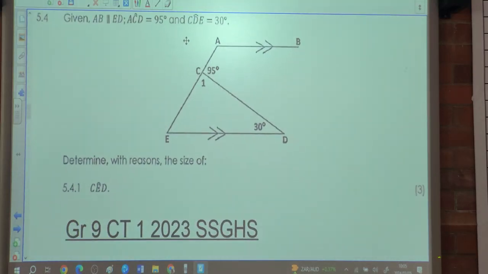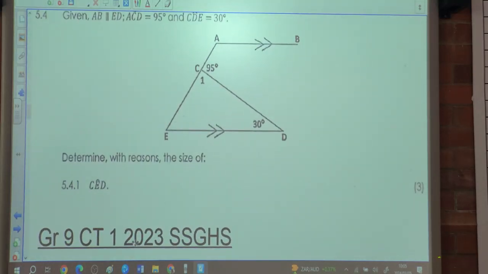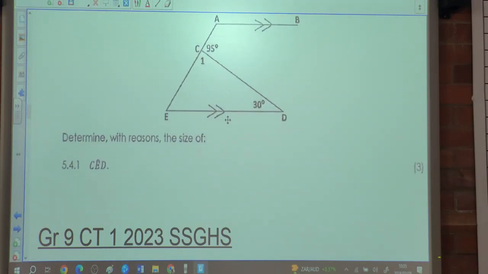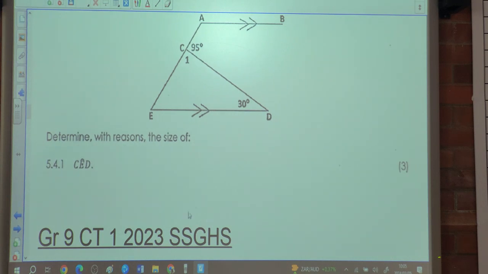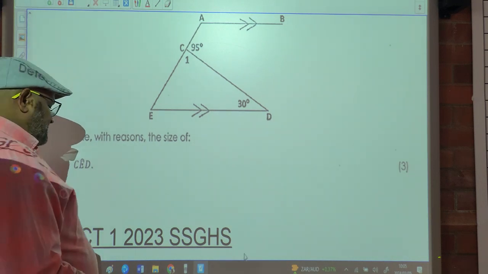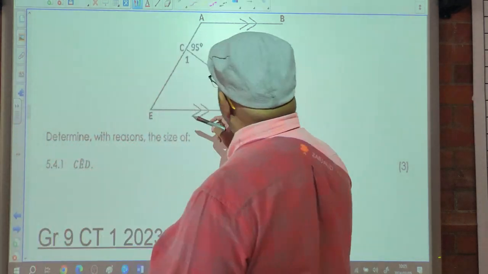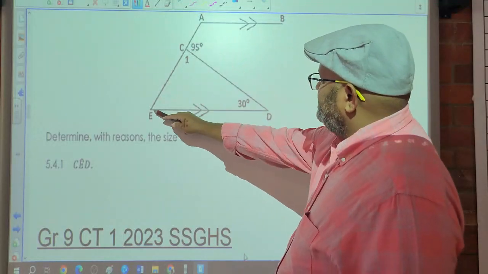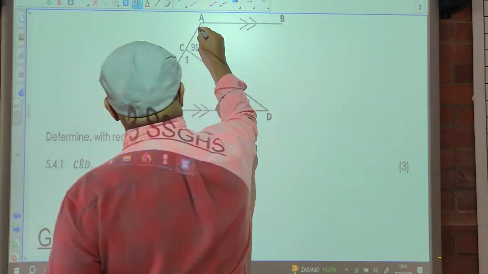Number 5.4. We are told that AB is parallel to ED, and that angle C is 95 degrees, and there's 30 degrees at D. Determine with the reason the size of CED. So what do we know?